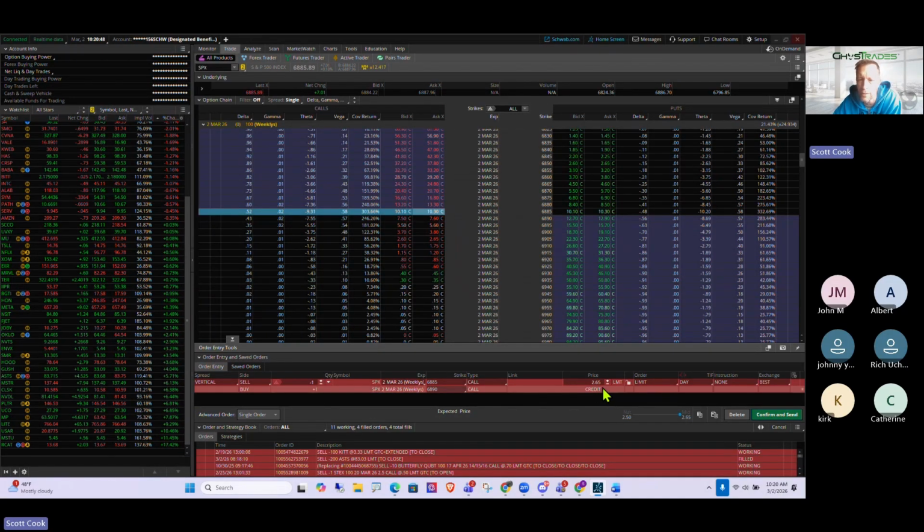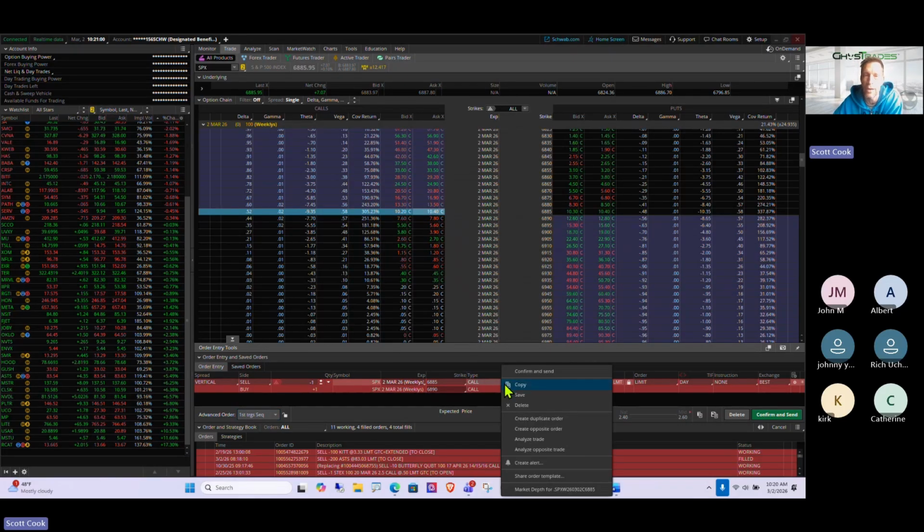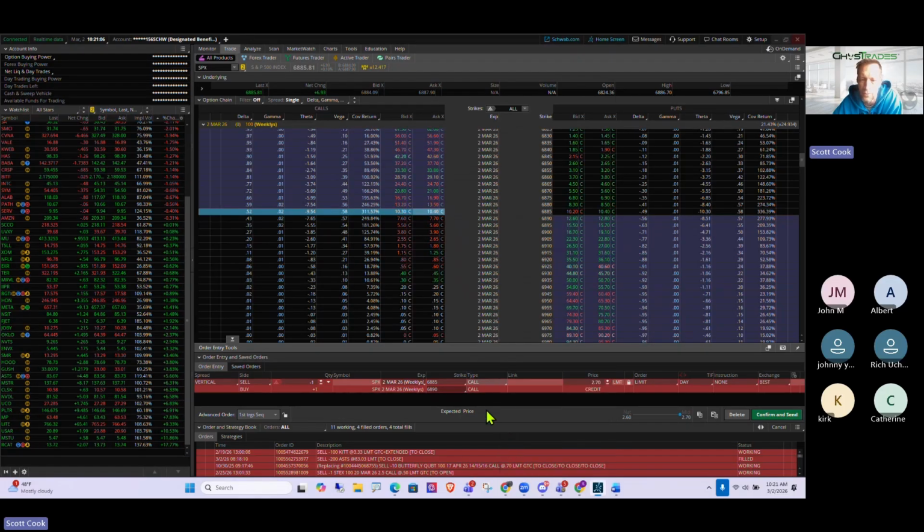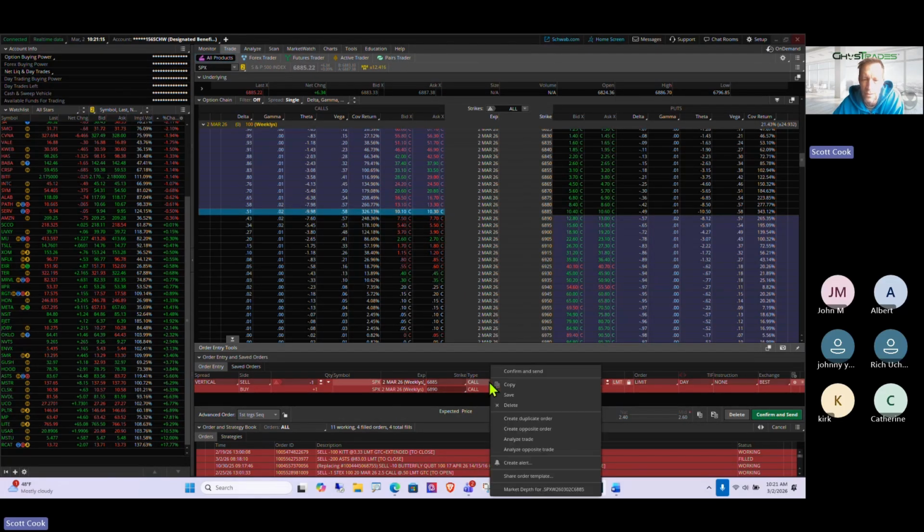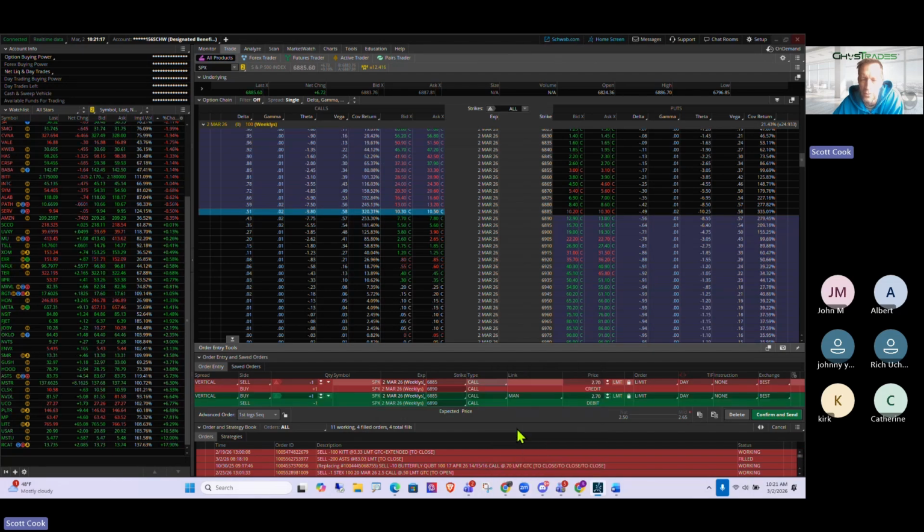I'm going to get a credit of about 270. I'm going to lock that price in. I want to tell my advanced order first triggers SEQ. Now, I'm not going to actually close this trade out for $20 profit. I'm going to get into a brand new trade, and the brand new trade is going to be a bull put spread. So I'm going to do create opposite order.